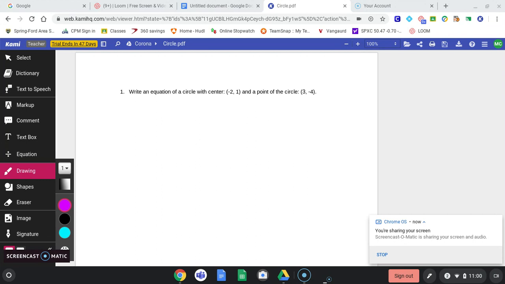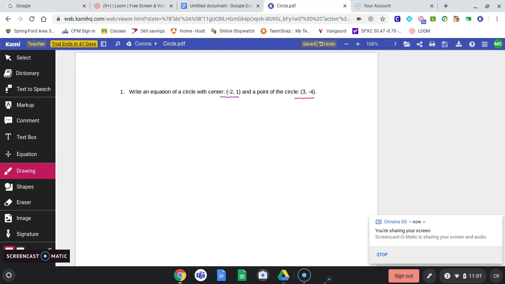This example asks us to write an equation of a circle with a center of (-2, 1) and a point on the circle (3, -4). Our last examples gave us a center and a radius, which allowed us to write the equation, but this problem is not giving us the radius.